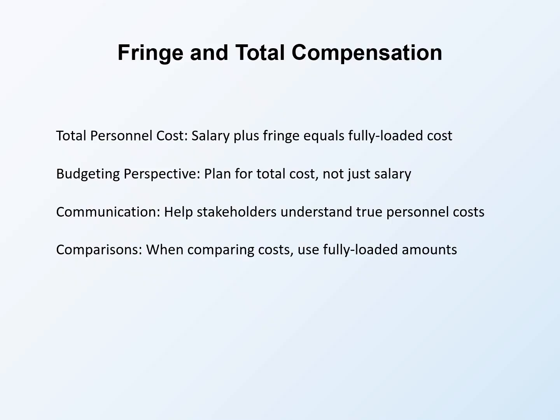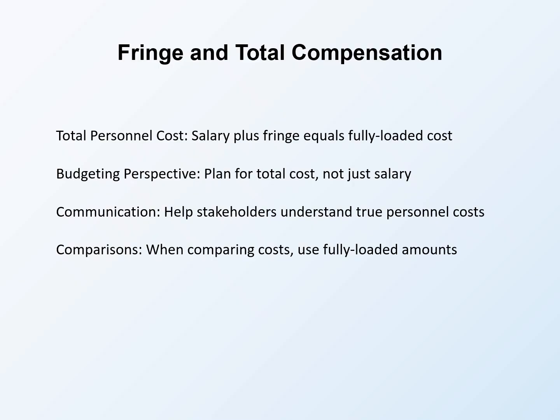When evaluating whether you can afford a position, consider the fully loaded cost. A $60,000 salary at 30% fringe costs $78,000. That total determines what your budget can accommodate. Communication with stakeholders should help them understand true personnel costs. Principal investigators focused on salary figures may be surprised by how fringe affects their budget. Helping project leads understand fully loaded costs enables better planning and resource allocation decisions.